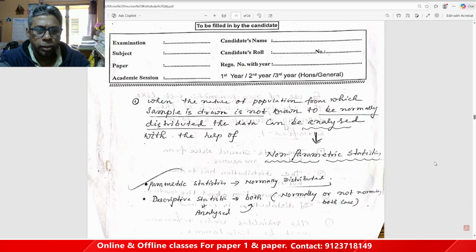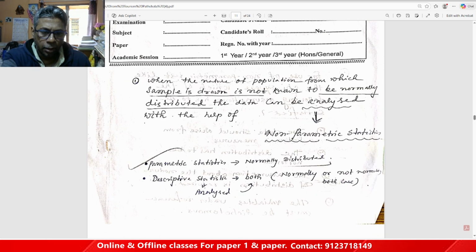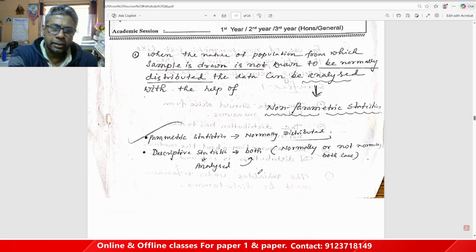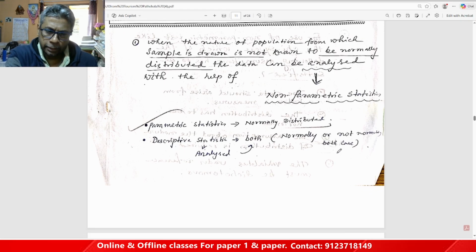Now we are going to solve some MCQs. When the nature of the population from which the sample is drawn is not known to be normally distributed, the data can be analyzed with the help of a non-parametric test. In a non-parametric test, the data are not normally distributed. Parametric statistics assume normal distribution. Descriptive statistics analyze both normally and not normally distributed data.